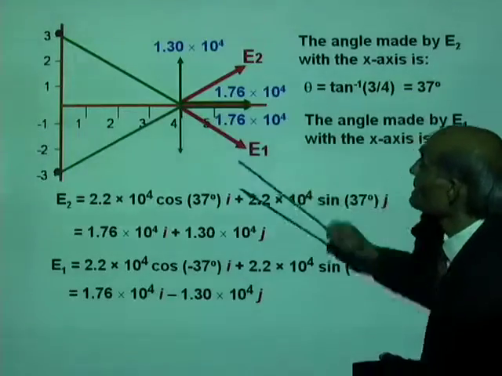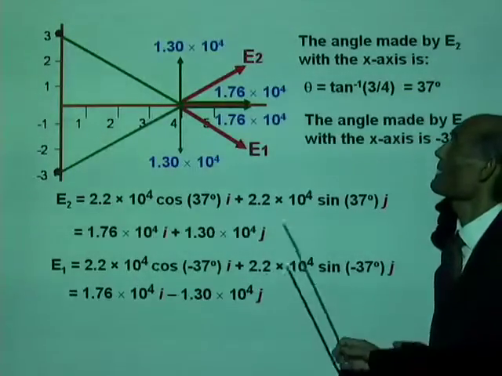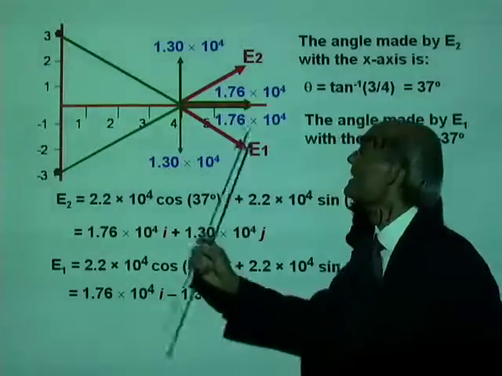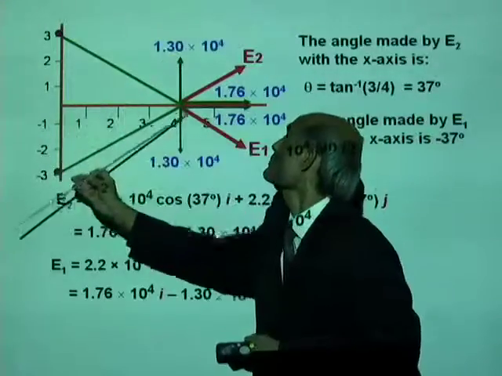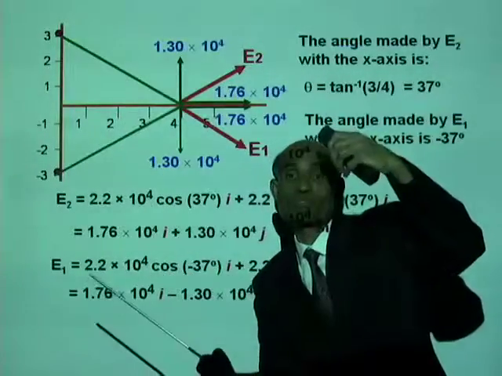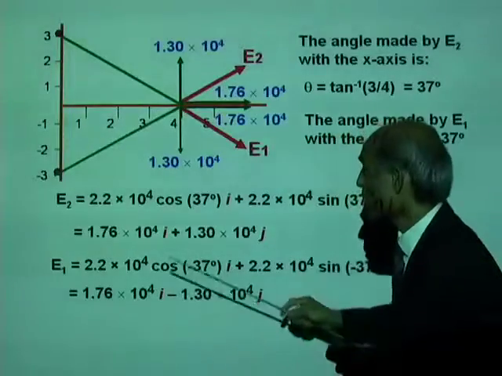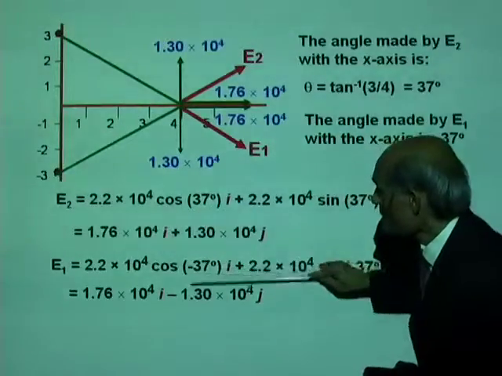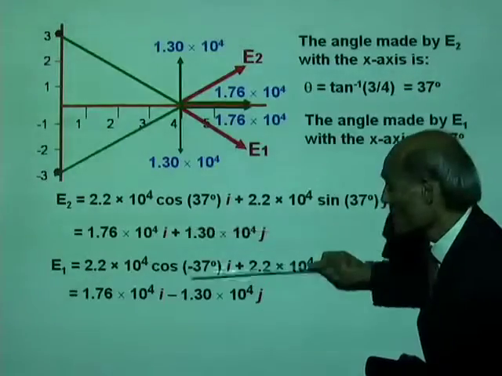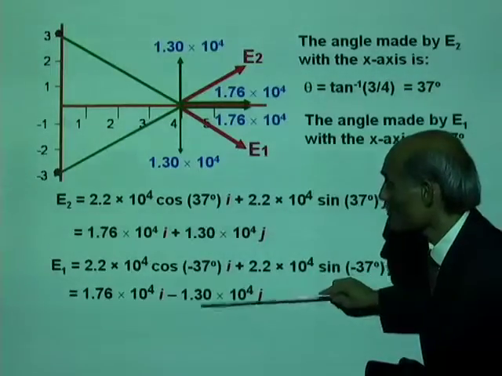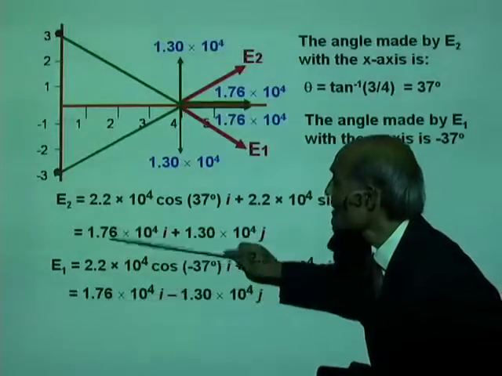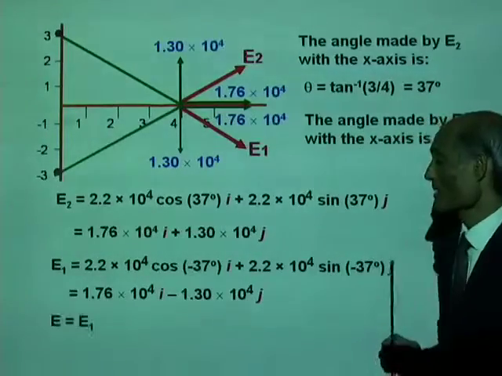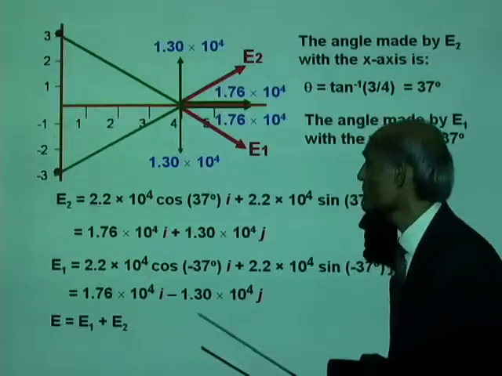Look at the y component, it is negative. And what do you notice here? The y components of the two are equal and opposite, they cancel. So when you want to add E1 to E2, the positive and negative y components will cancel, and the x components will add up.